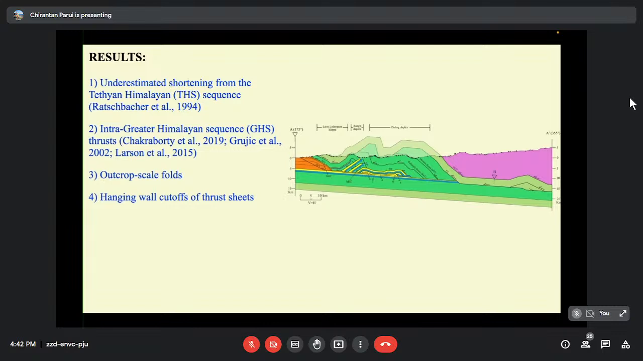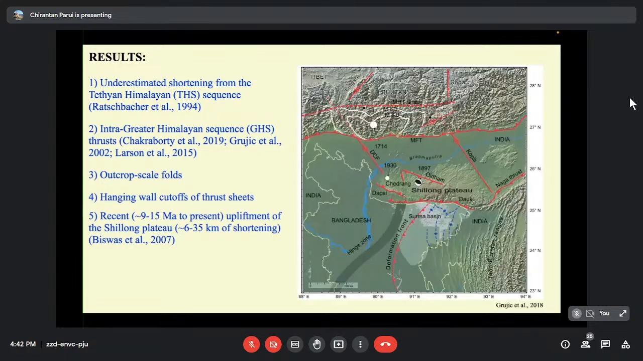There could be a higher possibility that the majority of the Himalayan deformation may have been eroded away and has not been accounted for. And recent studies show that the Shillong Plateau, which lies southeast of Sikkim, records recent upliftment. So the Shillong Plateau might also accommodate some of the Himalayan shortening. So these could be some of the factors which might provide some explanation for the missing shortening.